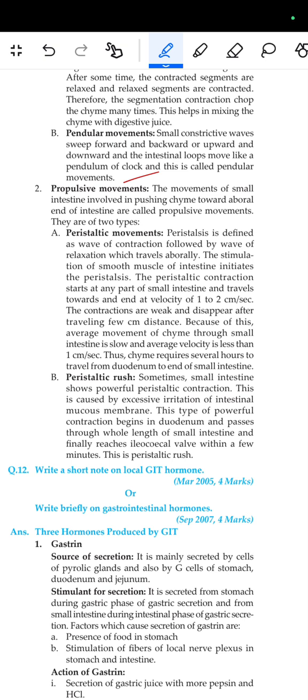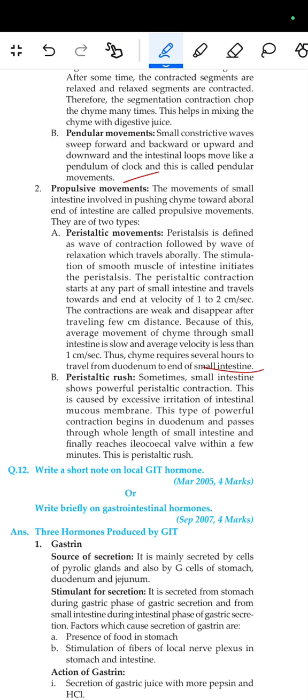The peristaltic movement. Peristalsis is defined as a wave of contraction followed by a wave of relaxation which travels anally. The stimulation of the smooth muscle of the intestine initiates the peristalsis. The peristaltic contraction starts at any part of the small intestine and travels towards the anal end at a velocity of 1 to 2 cm per second. The contractions are weak and disappear after traveling a few centimeters. Because of this, the average movement of the chyme through the small intestine is slow, with an average velocity less than 1 cm per second. Thus, the chyme requires several hours to travel from the duodenum to the end of the small intestine.